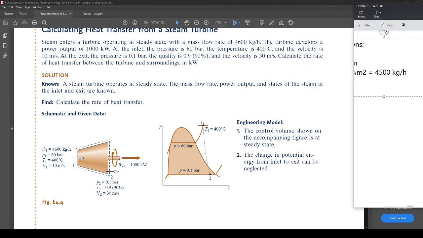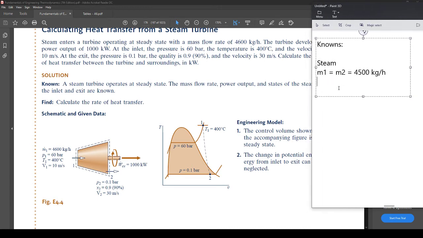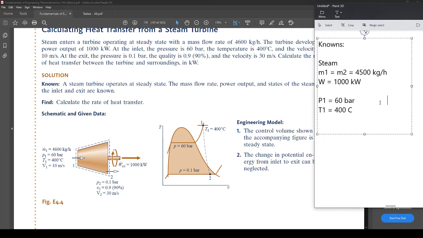It says the turbine develops a power output of 1,000 kilowatts. So we have work is equal to 1,000 kilowatts. It says at the inlet, so now we start getting into states, right? So state 1, pressure 1, at the inlet the pressure is 60 bar. And the temperature is 400 degrees C, so T1 is 400 C. All right, now we can move over here, and it says the velocity is 10 meters per second. So they have given a velocity, which means that we cannot neglect it.